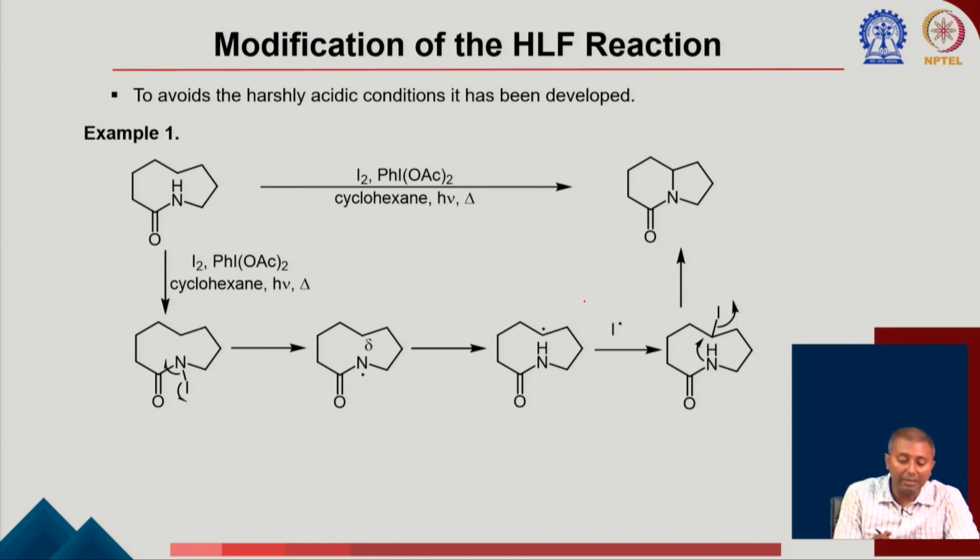There is an example here, again a modification using PIDA and iodine. Here the first thing is the formation of this N–I, which is going to get oxidized to form this N dot. From there it can go for this 1,5 hydrogen atom abstraction, to make this dot, which can combine with the I dot to make the iodide, then internal attack to get rid of the iodine and get to this product.